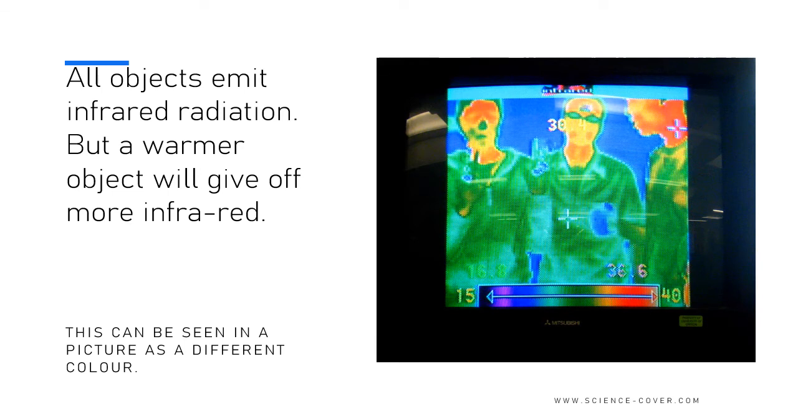All objects emit infrared radiation, but warmer objects will give off more infrared radiation. In this picture, the red is showing areas that give off a lot of infrared radiation, whereas the blue colors are cooler and are giving off far less infrared radiation.